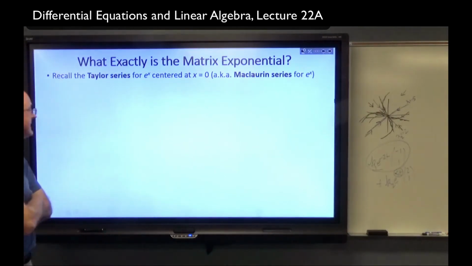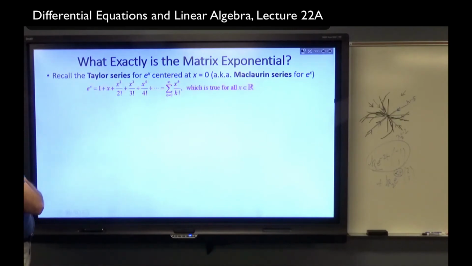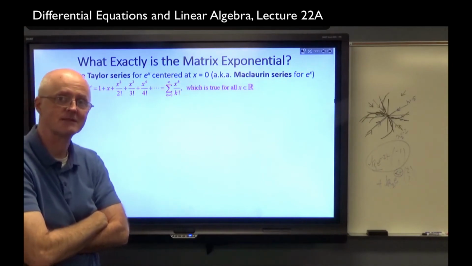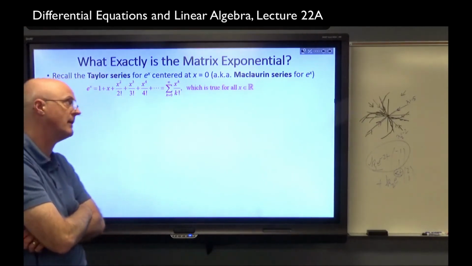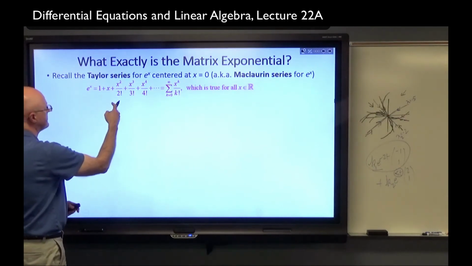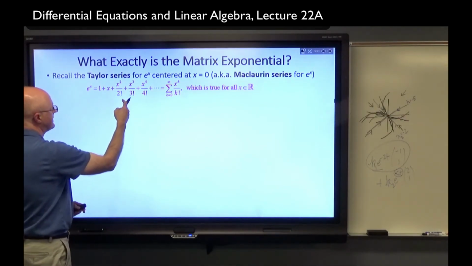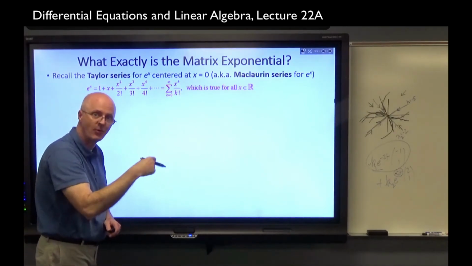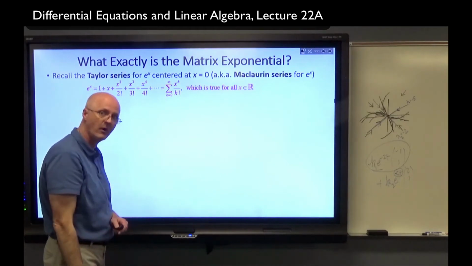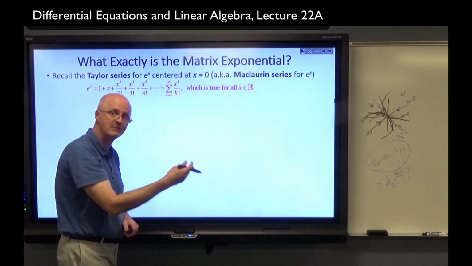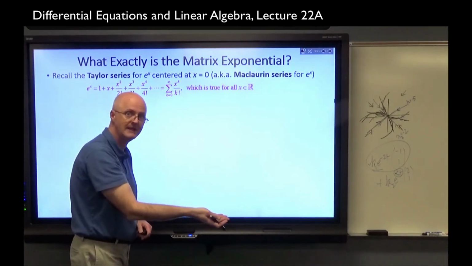Recall the Taylor series for e to the x centered at x equals 0, also called the Maclaurin series for e to the x, is this. You should have seen that in your past. If you're in this class, you should have seen this in second semester of calculus, or maybe second year of calculus. e to the x is 1 plus x plus x squared over 2 factorial, plus x cubed over 3 factorial, plus x to the 4th over 4 factorial. 4 factorial, for example, is 4 times 3 times 2 times 1, which is 24. The next term would be x to the 5th over 5 factorial. 5 factorial is 5 times 4 times 3 times 2 times 1, which is 120.